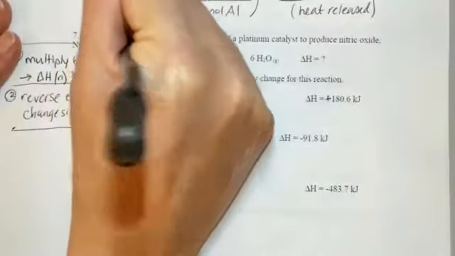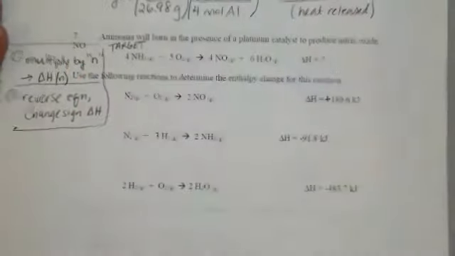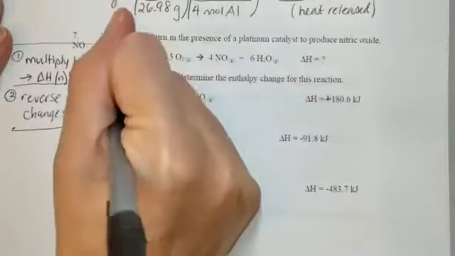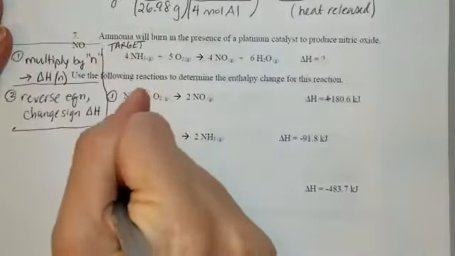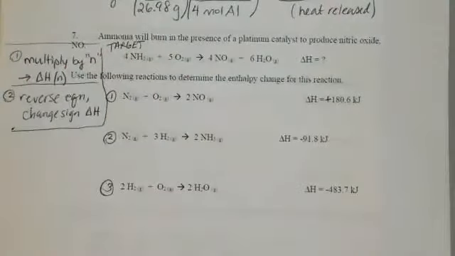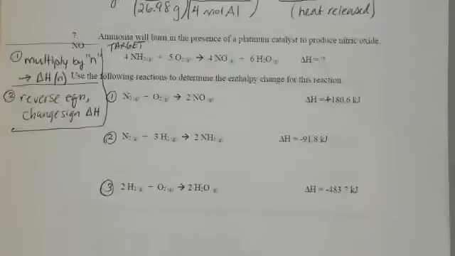So this is the target equation. This is the one we're trying to figure out. And what I'll do is label this reaction 1, reaction 2, reaction 3. So here's what we're going to try to do. We're going to take these three equations and look for what I call discrete substances. They're substances that only show up in one equation.